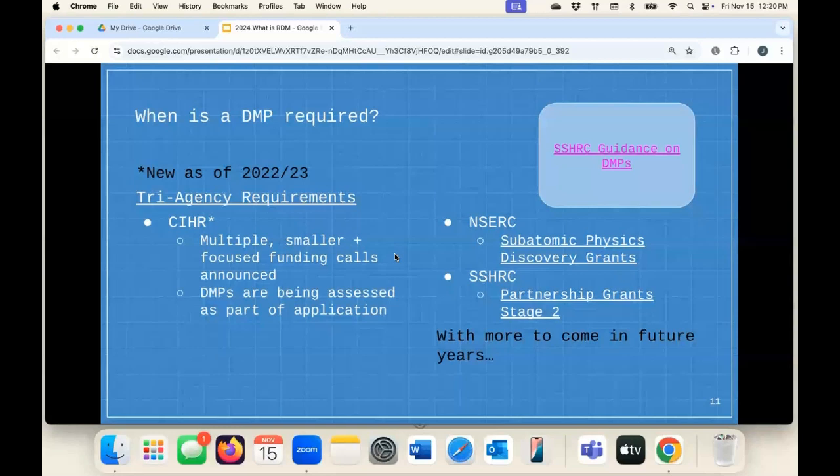When is a DMP required? Here are a couple of specific examples of when this is required in Canada. These are the three agencies. CIHR has multiple smaller and focused funding calls. NSERC is just working with the subatomic physics group, and SSHRC is working with partnership grants stage 2. The idea is that they will roll more and more grants in as they move along. They started in the 2022-23 granting cycle.